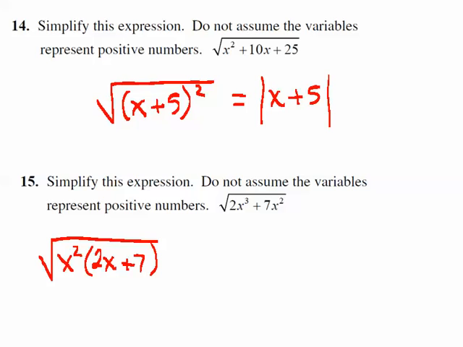Alright, do we need the absolute value? Absolutely. For the x squared. And the rest still stays inside the radical. Can't go out because it's not a perfect square of anything. So stays.